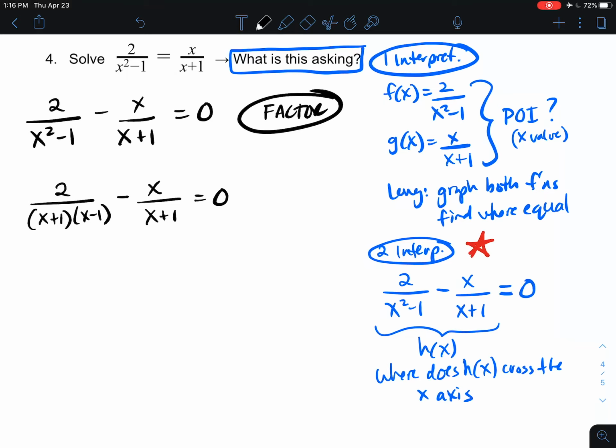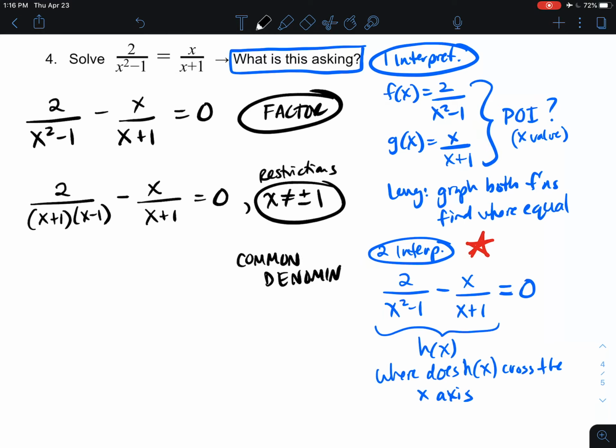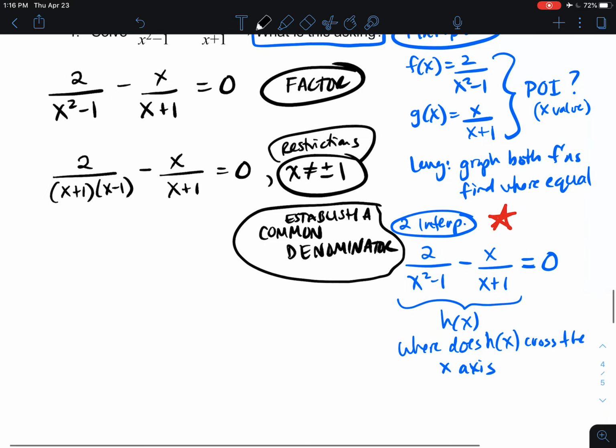Now that I have this factored form, I'm able to state my restrictions. Now I can say x cannot be positive 1 or negative 1. Okay, so I have my restrictions. The next thing I can do is establish my common denominator. This is, again, just one of many strategies that you can choose, but I'm emphasizing it because I want you to use this strategy, because you can use it with rational inequalities as well. So we're going to do that.